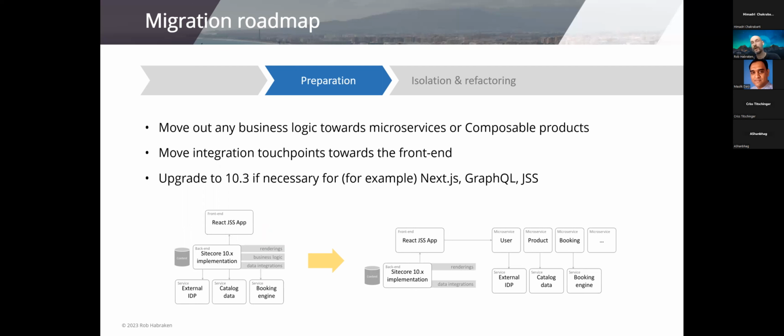So what I mean by that is that you, as I've shown you, want to move out your business logic or any business logic towards microservices or maybe composable products. And this is something you want to do first because it does two things. It allows you to already start moving the integration touch points towards the front end. And it makes your current implementation on top of Sitecore smaller, simpler, easier to maintain, but also thus easier to upgrade to 10.3 and to XM Cloud. So this process of kind of carving out functionality is going to help you make things more manageable.